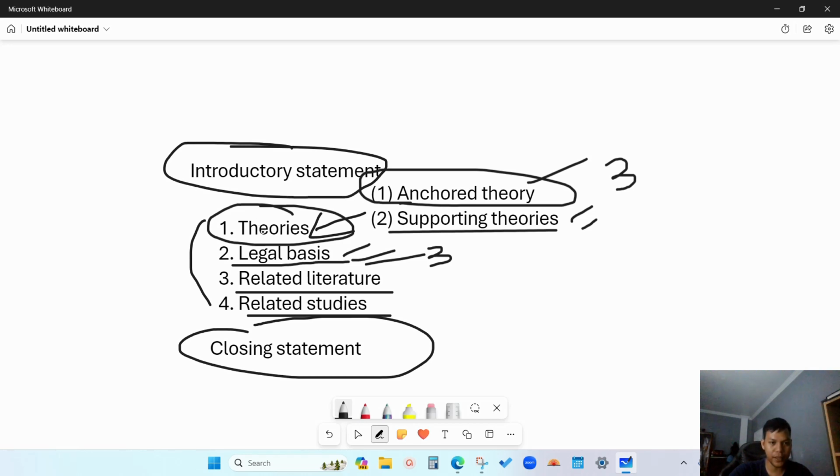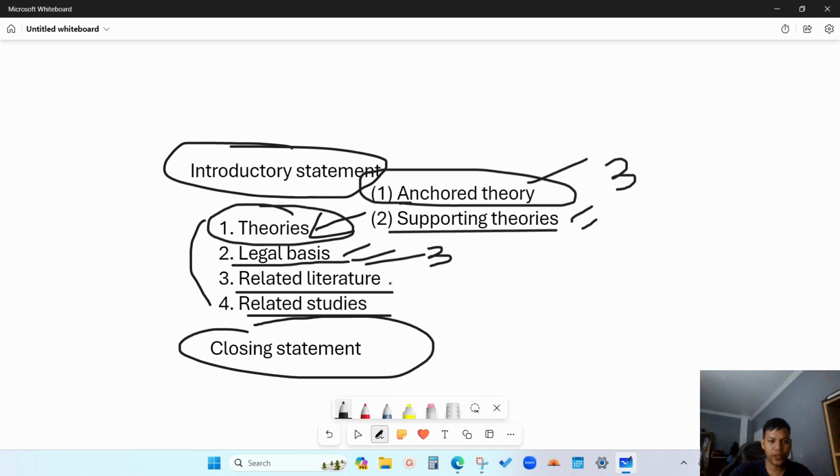So that is the content of the literature background. There must be theories, an anchored theory and 2 supporting theories. And there must also be legal bases, 3 legal bases. And there must also be related literature, and there must also be related studies.